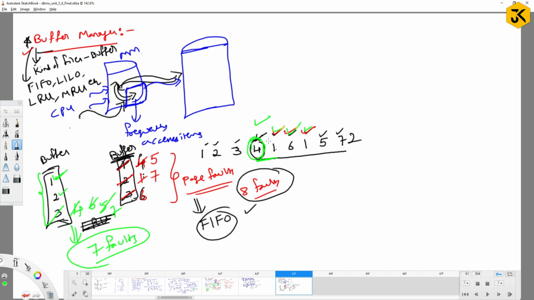Meaning, in order to achieve this requirement, the user is asking for the first file, second file, third file, fourth file, then 6, 1, 5, 7, 2 in this order. If I use this green color technique that I explained here, it is going to request the hard disk 7 times. If I use the FIFO technique, it asks for 8 times hard disk access, right? So this will be decided by the buffer manager. So we can stop here. This is the concept of the buffer manager.